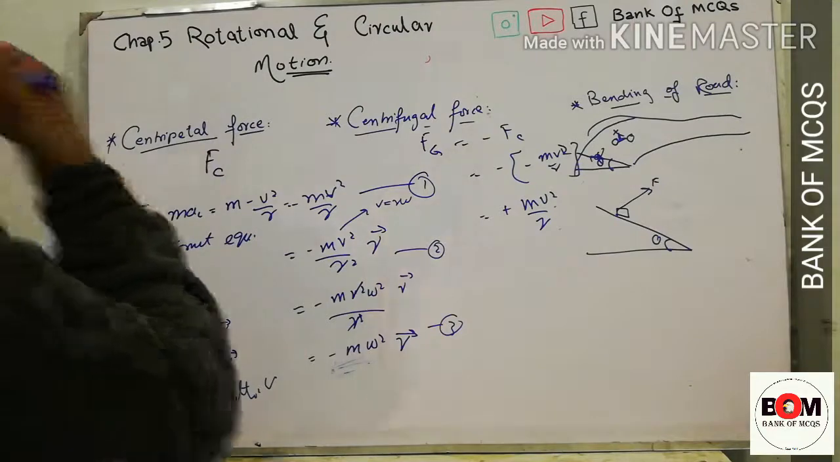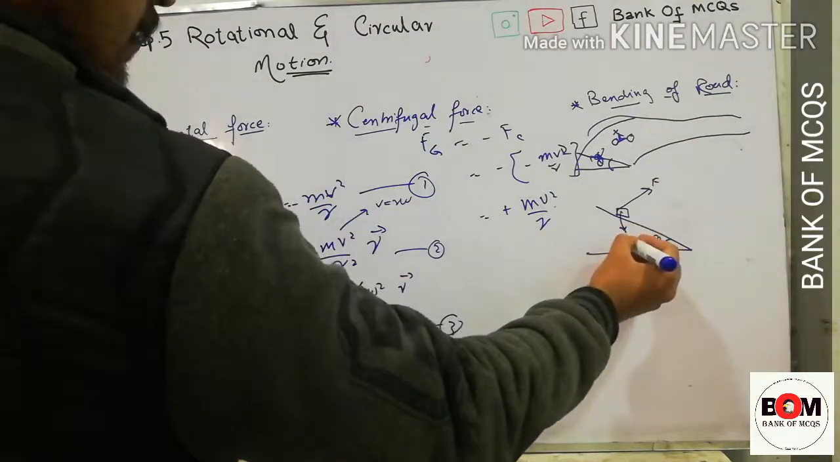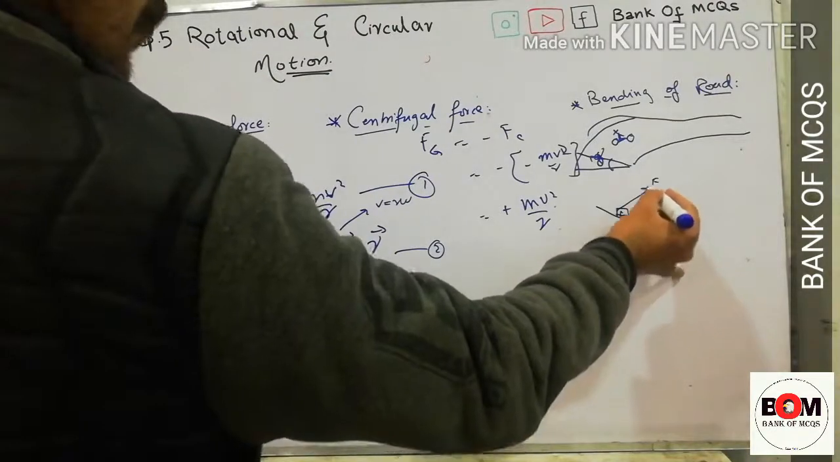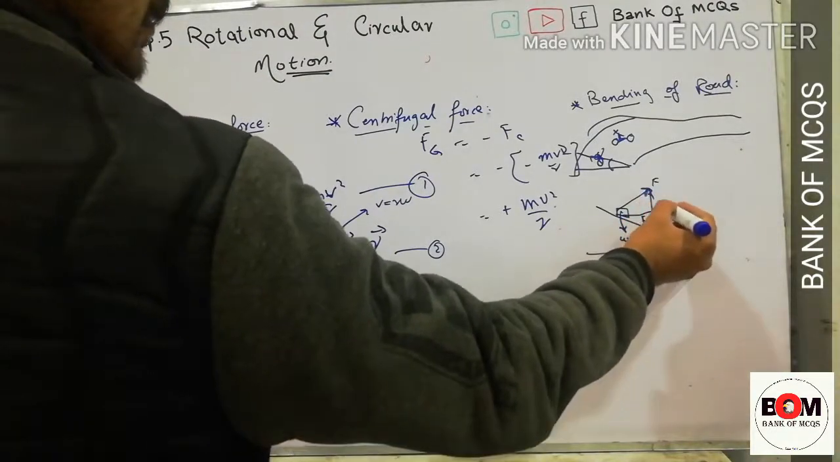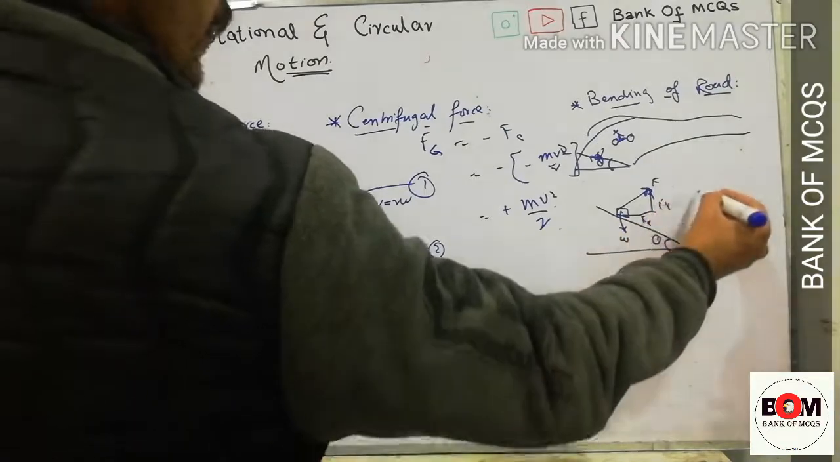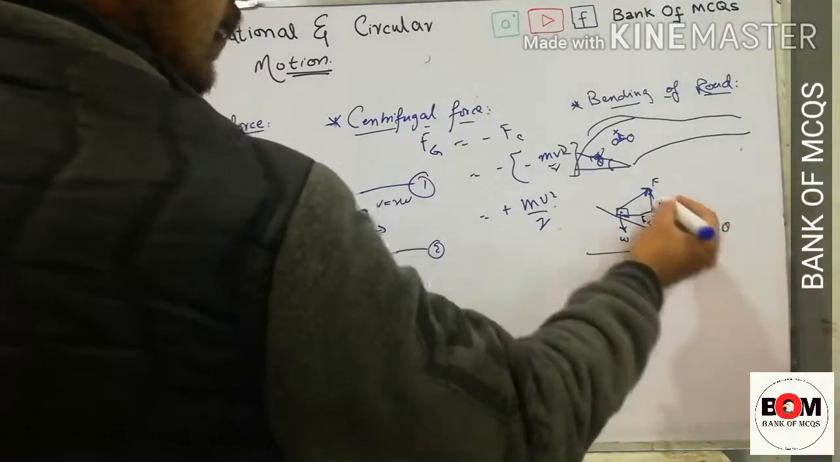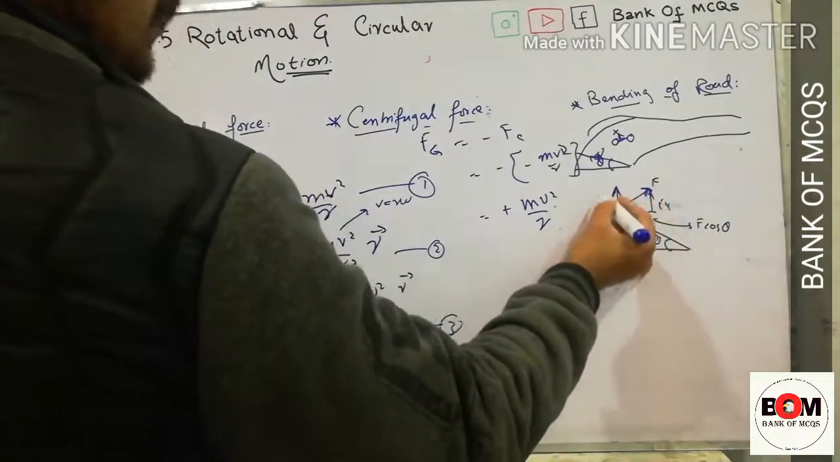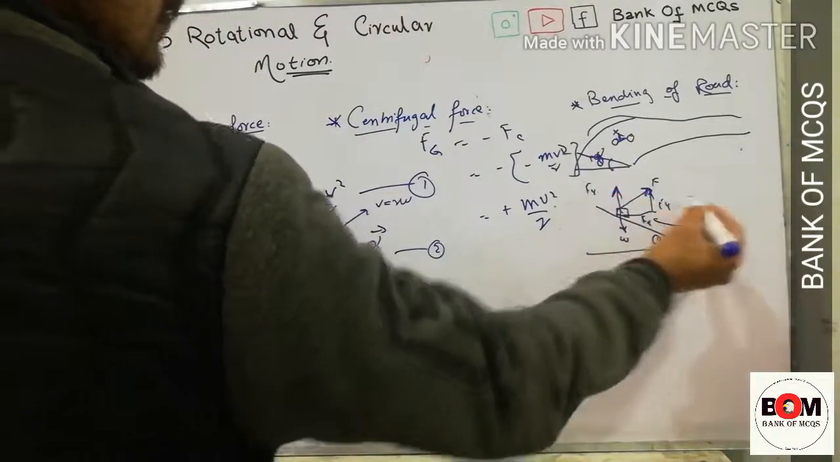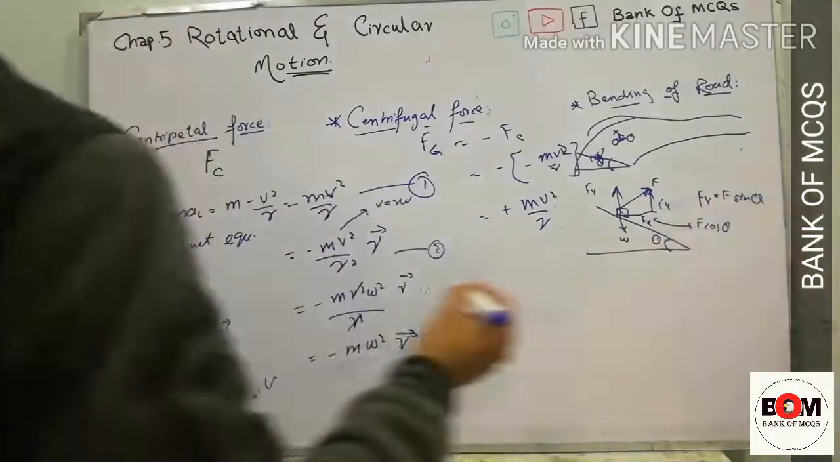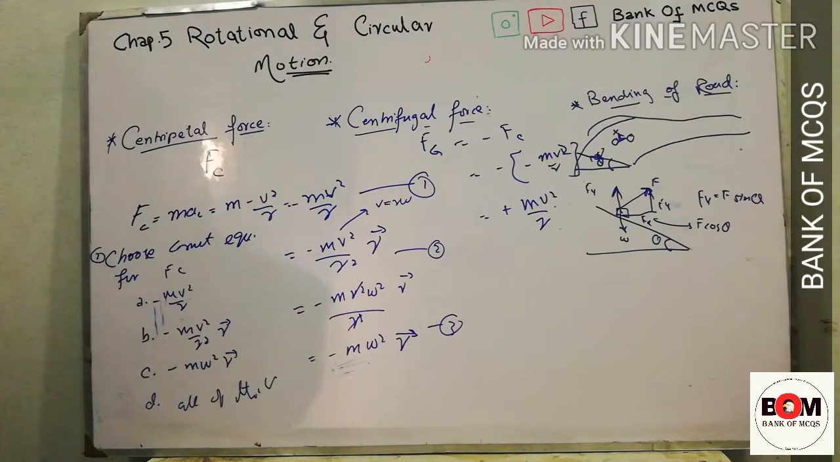This is the weight acting downward. If we resolve F into its Fx and Fy components, this is Fx and this is Fy. So Fx is equal to F cos theta, and this upward one is Fy, where Fy is equal to F sin theta.